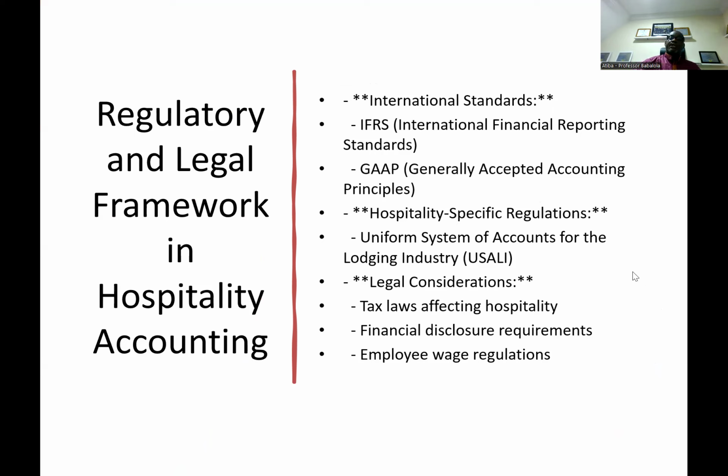So let's look at the regulatory framework. Now, the regulatory framework are the legal requirement that is expected for our accounting book in hospitality and tourism. So we're going to look at the international standard, and also we'll look at the hospitality tourism specific standard, and also we'll look at the legal considerations. So let's look at the international standard.